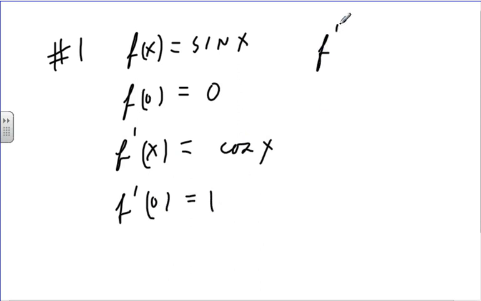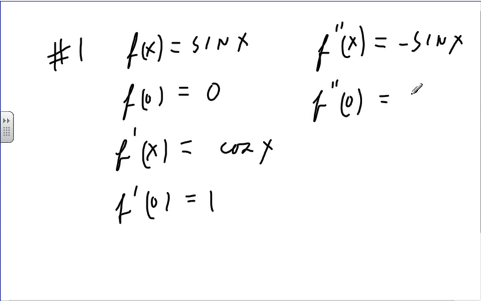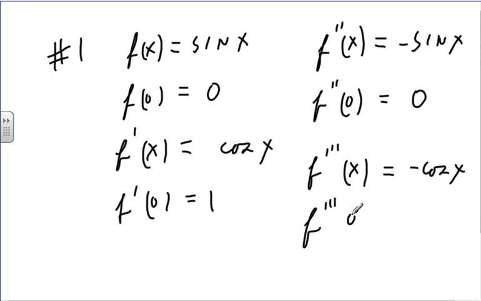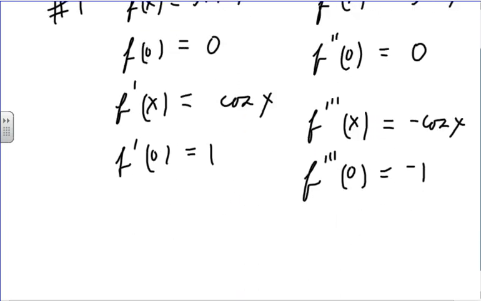And I'm going to find f double prime of x, which is going to be minus sine x, and then f double prime at 0. And I'm going to have 0, and then f triple prime x is equal to minus cosine x. F triple prime at 0 is minus 1. And then I start all over again, because the 4th derivative will be sine, the sine will be 0, the 5th derivative will be cosine, the cosine at 0 will be 1, and then I end up doing the whole thing over again.